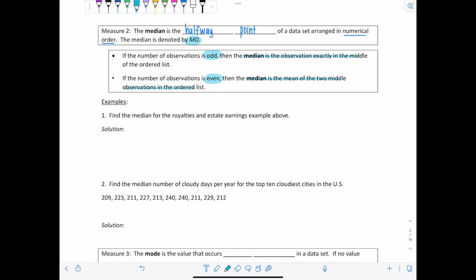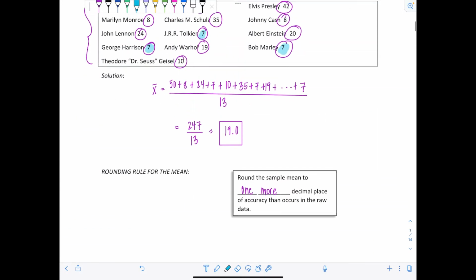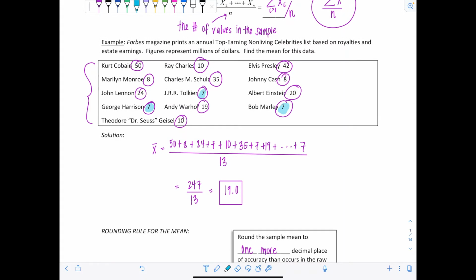So first example, find the median for the royalties and estate earnings example above. So this example up here, where we found the average estate earnings, the mean, right?